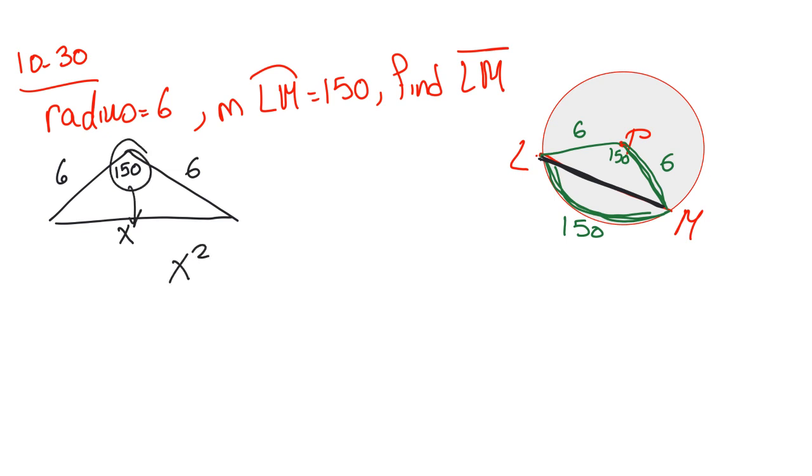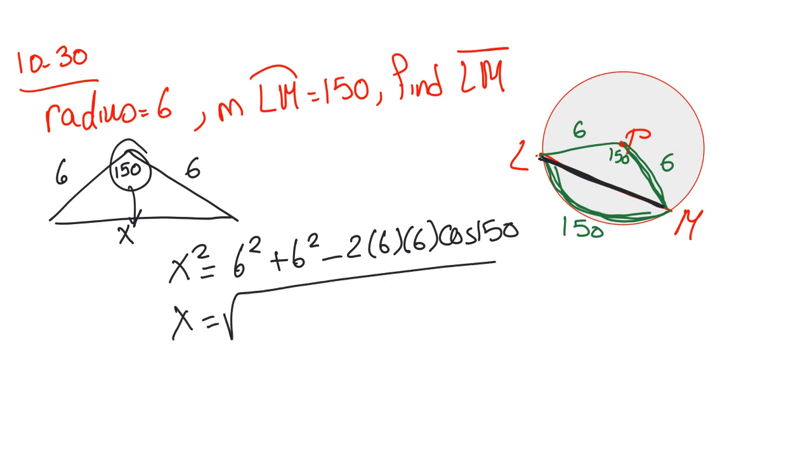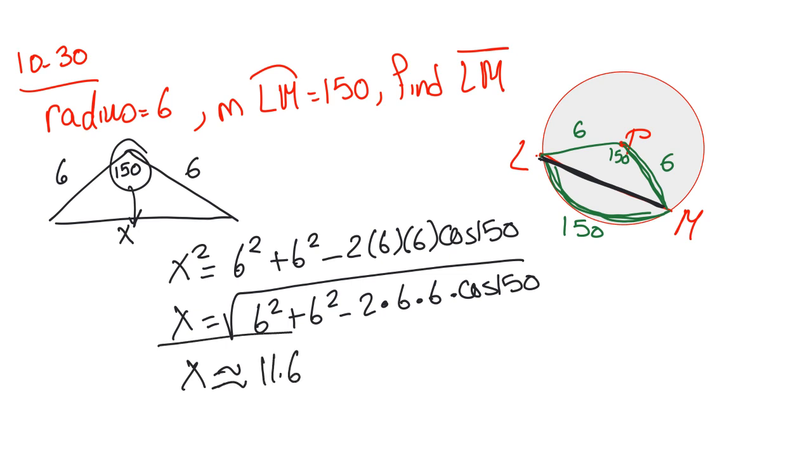So X squared is equal to 6 squared, so I'm applying my law of cosines, plus 6 squared minus 2 times 6 times 6 times cosine of 150. And then you're taking the square root of this whole big equation. I would say please make sure that your calculator, first of all, is in degrees mode. And you're applying this whole command in one big step. That will lead to X being approximately 11.6.